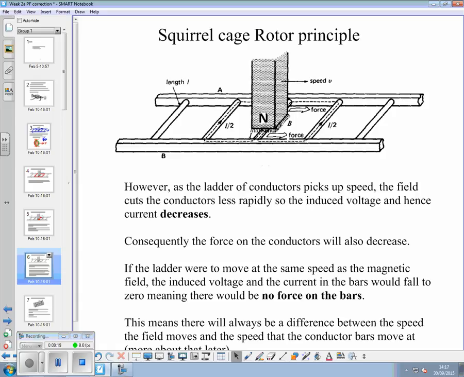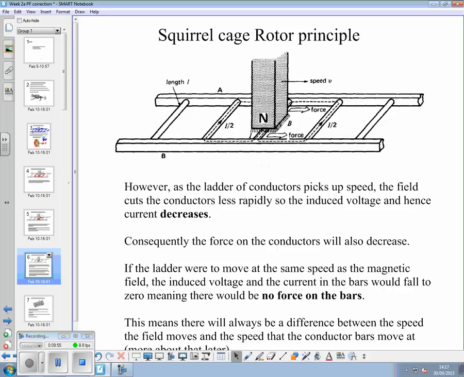Consequently, that'll mean the force on the conductor will decrease, because it's reliant upon the difference between the speed of the magnetic field and the speed that the conductors of the rotor are moving. Because if the ladder and the magnetic field were moving at the same speed, it wouldn't be cutting across and you'd lose the current in the conductors. Do you all get that?